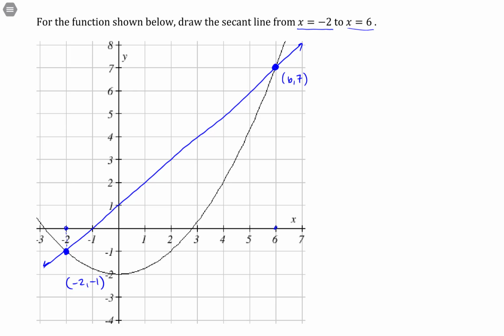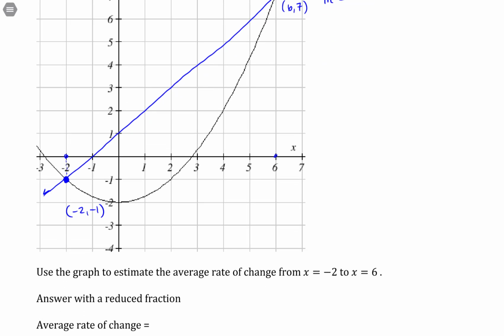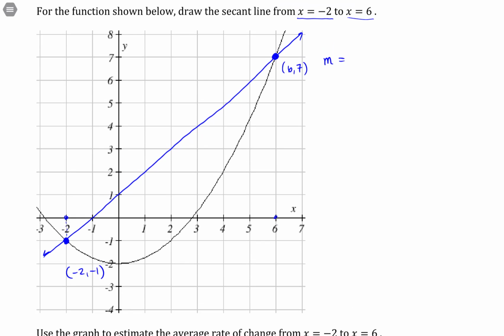So to do this, what we're going to do is use the slope formula. Because what's asked here is to use the graph to estimate the average rate of change from x equals -2 to x equals 6. The average rate of change will always use the slope formula. If we want an instantaneous rate of change, that's when we would use a derivative.